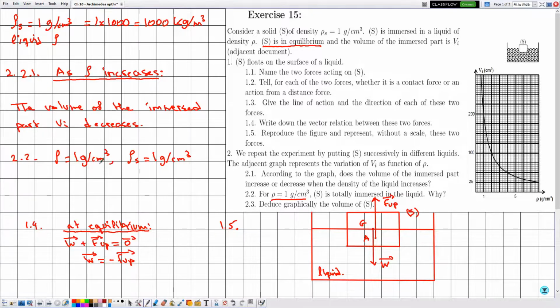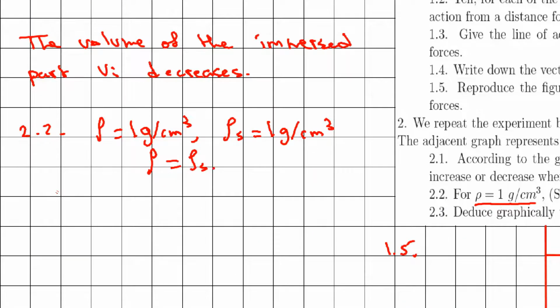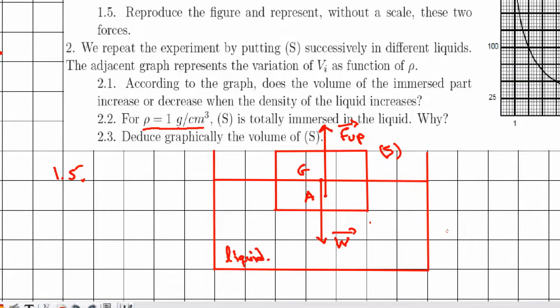Now comparing the two densities, we can see that rho in this case is equal to rho S. So what does it mean when rho is equal to rho S? The density of the solid is equal to the density of the liquid, which means that the solid S will float inside the liquid. So in this case, the solid S will float inside the liquid like this.